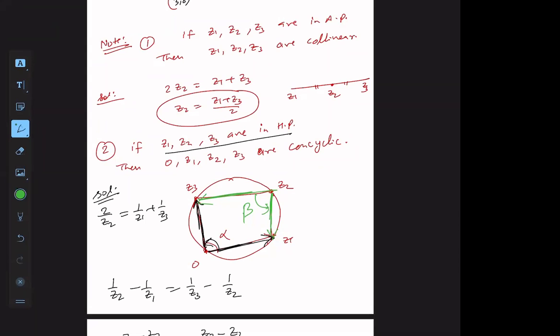Now this topic is theoretically over. Now we are going to practice some of the problems in complex number, some problems related to locus, and some examples we are going to discuss in complex number. Theoretically, this chapter is over.